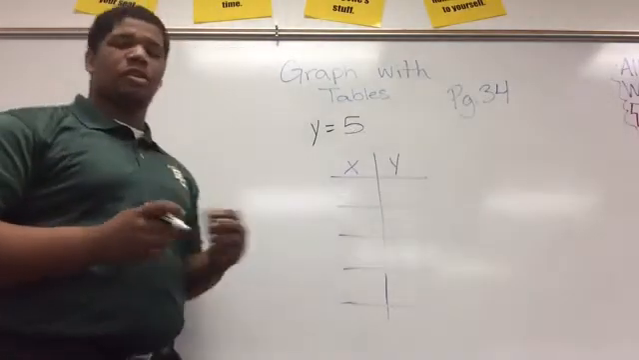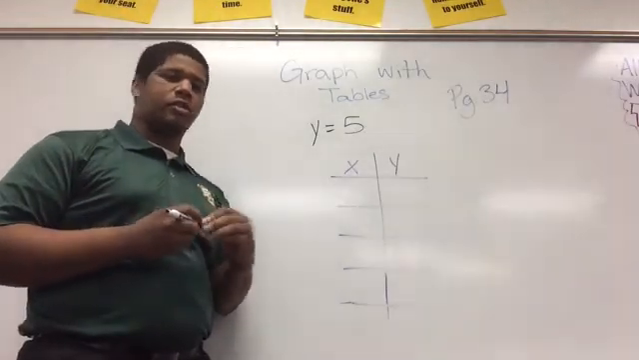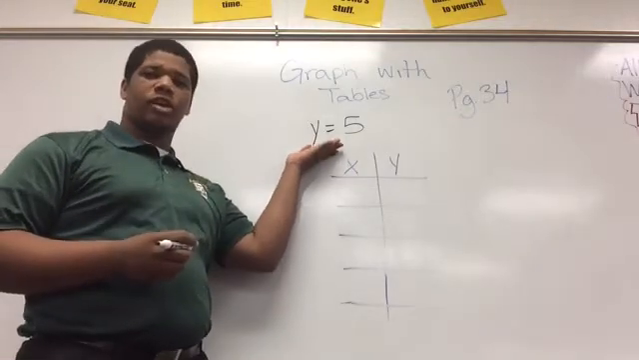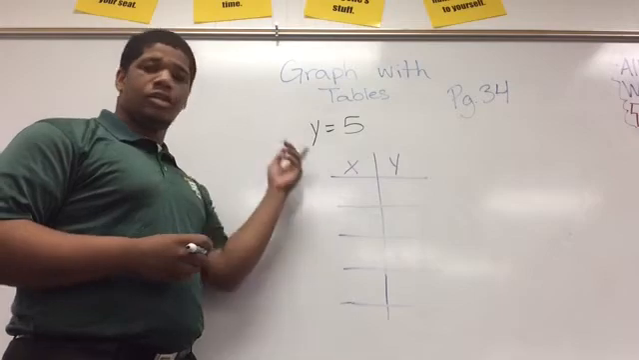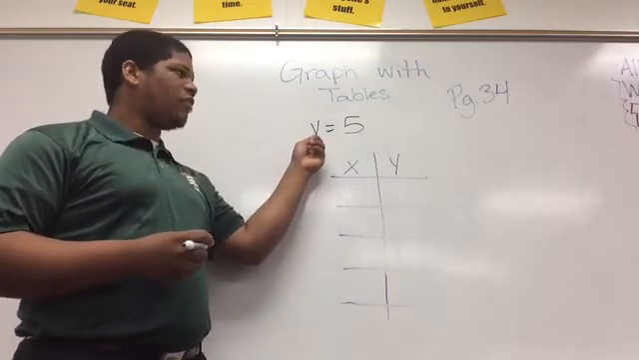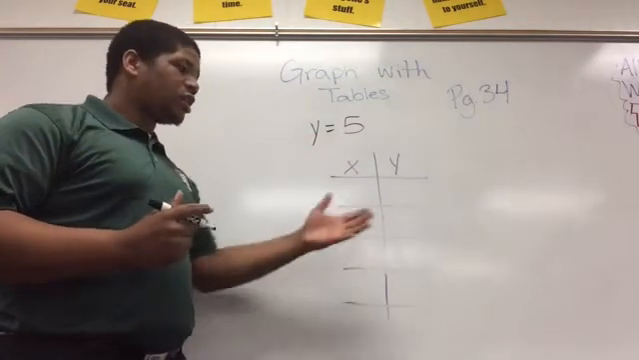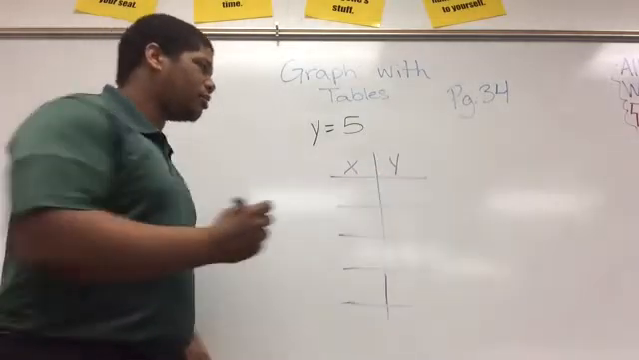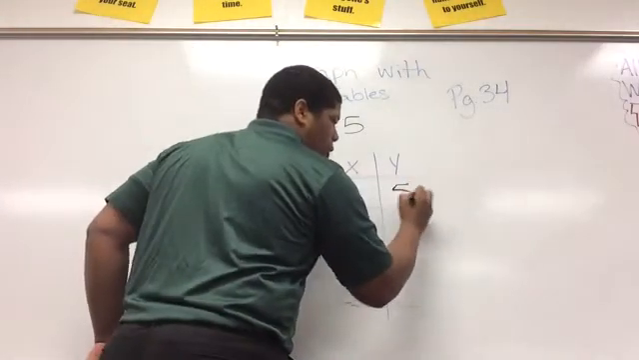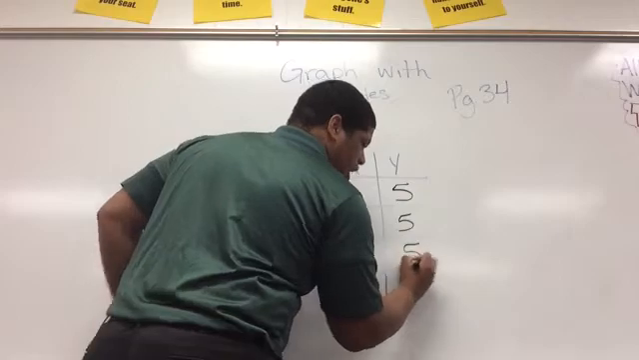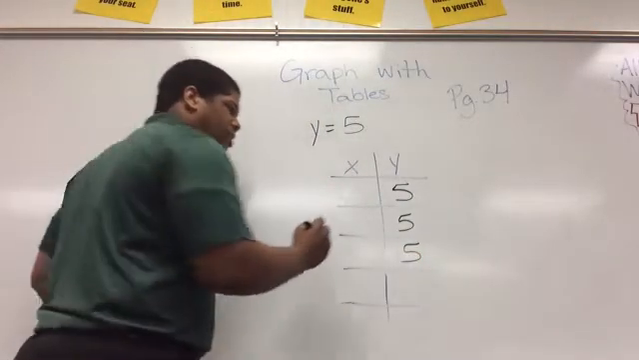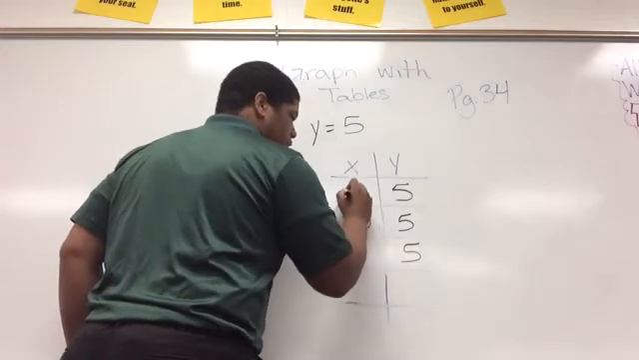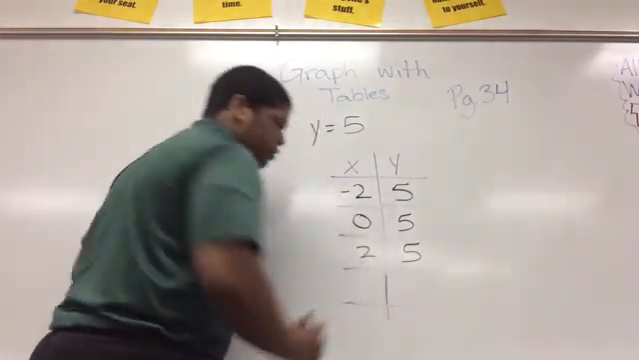So this problem is a little bit different, as you guys can tell. What if they only give me one variable? What do I do now? Well, here we have y equals 5. This tells me that everywhere I have my y, I'm going to put 5. So I'm only going to do 3 points. So in my y column, for my 3 points, I know my y is 5. And I get to pick any x that I want. So for my x's, I'm going to pick 0, -2, and 2.